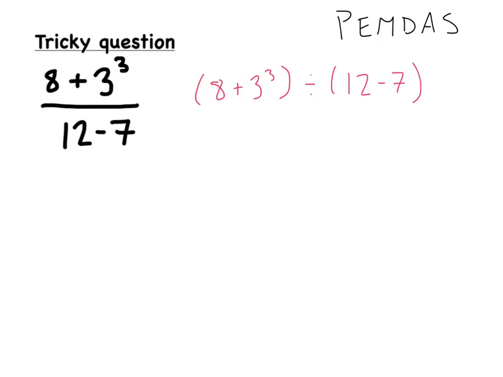In the parentheses, it looks like we have an exponent. So let's solve the exponent first. So, 3 to the third means 3 times 3 times 3. So 3 times 3 is 9, and then 9 times 3 is equal to 27. So let's bring that down, bring everything else with it.